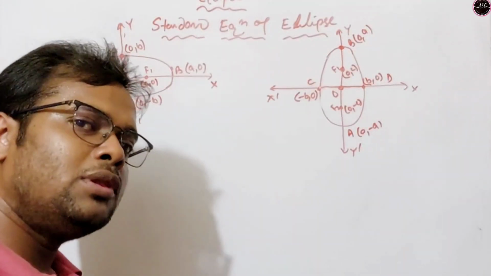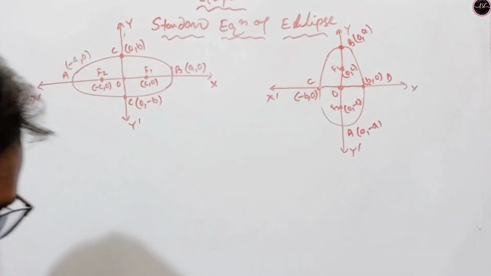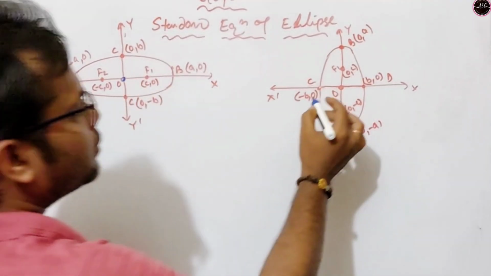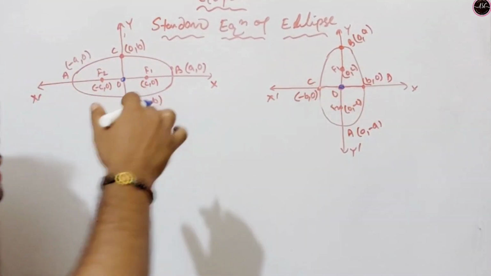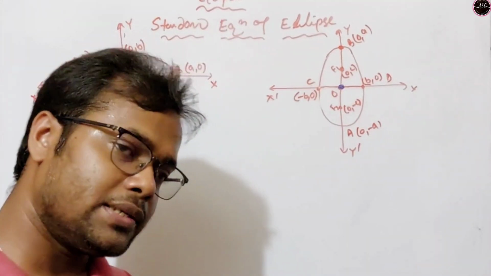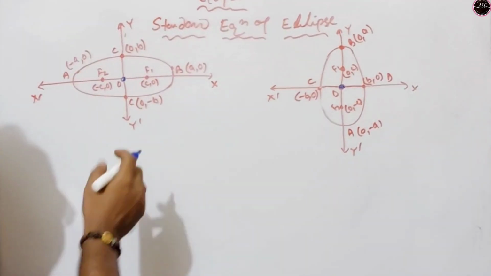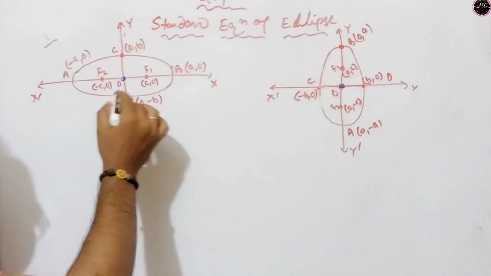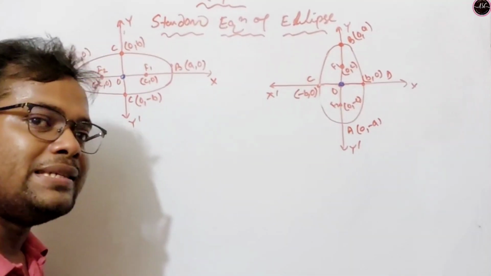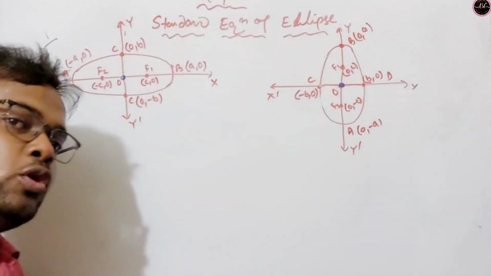We will learn about the standard equation of an ellipse. Here let the center of the ellipse be the origin of the coordinate axes. And for the first case, let the major axis be along the x axis and the minor axis along the y axis.